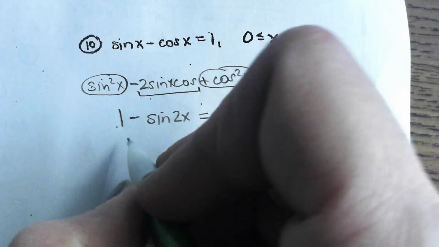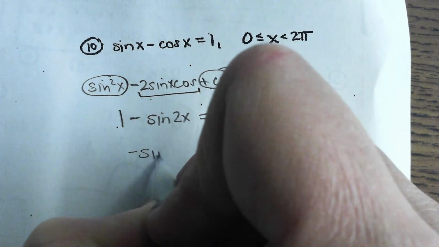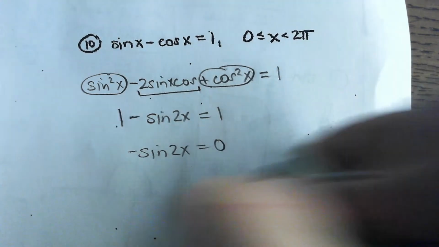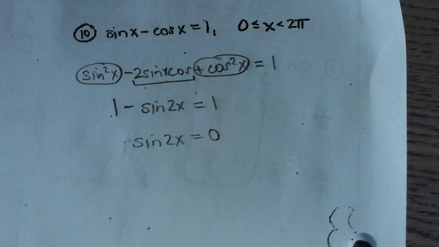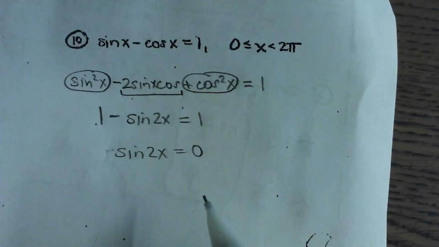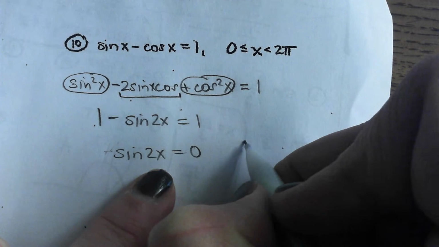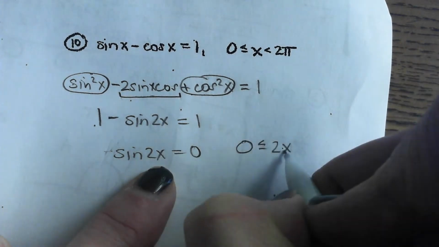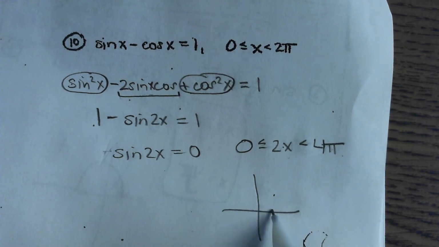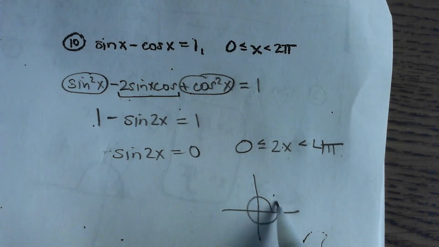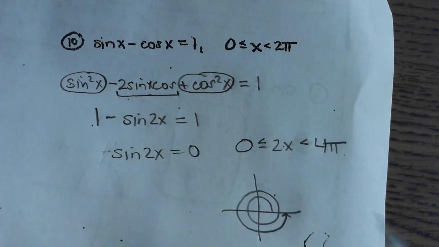So then you solve. Subtract 1 from both sides. You get negative sine of 2x equals 0. You don't really need that negative there then because it equals 0. So that's negligible. And again, we do have a change of period. So if x had to be between 0 and 2 pi, 2x has to be between 0 and 4 pi. So again, we're going to go 2 revolutions around the circle.